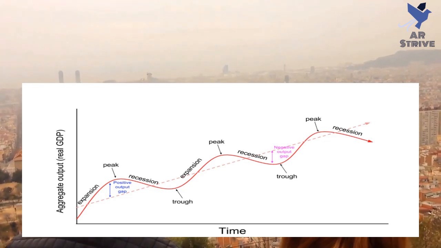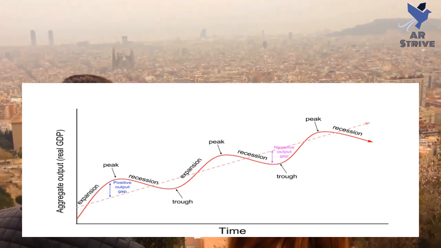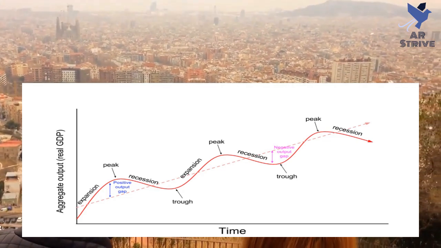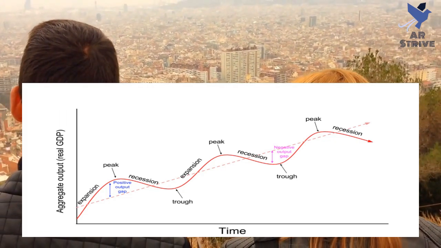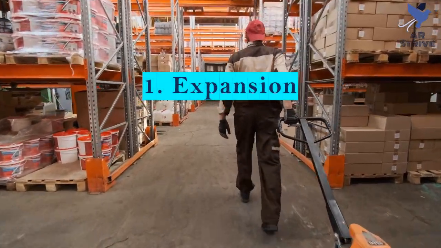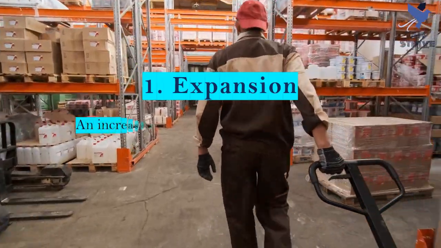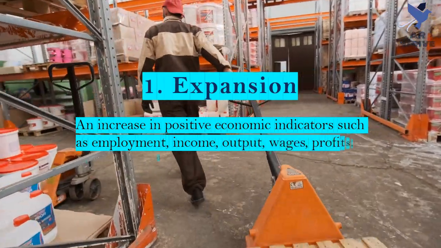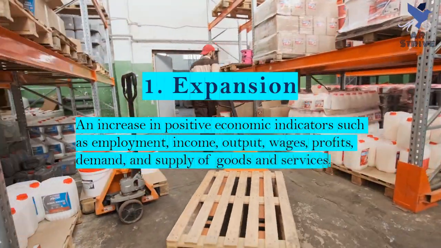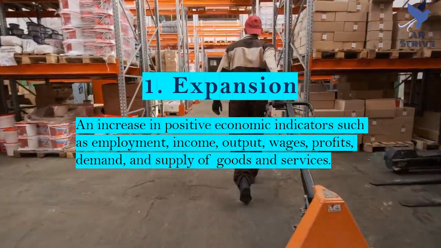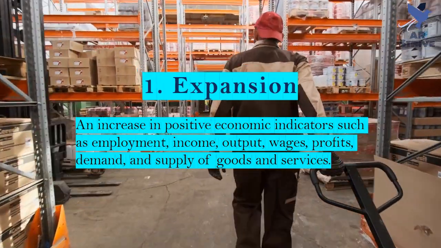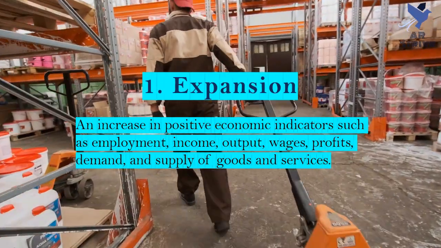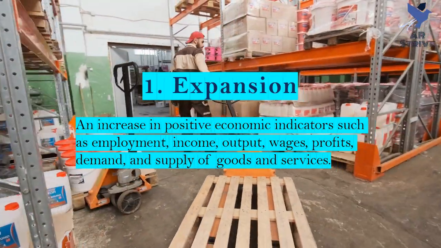The stages of the business cycle are expansion, peak, recession, depression, trough, recovery. The first stage in the business cycle is expansion. In this stage, there is an increase in positive economic indicators such as employment, income, output, wages, profits, demand and supply of goods and services. Debtors are generally paying their debts on time, the velocity of money supply is high, and investment is high. This process continues as long as economic conditions are favorable for expansion.